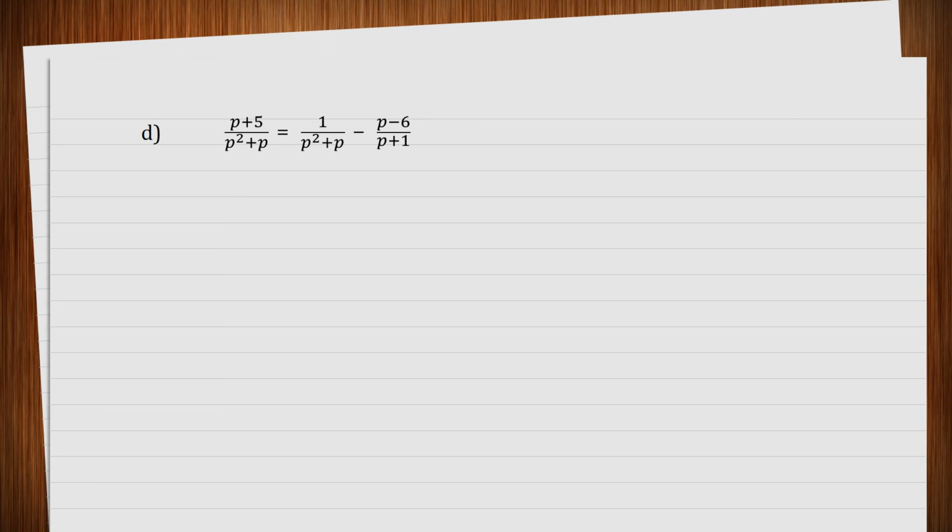Problem D. p plus 5 all over p squared plus p equals the fraction 1 over p squared plus p minus the fraction p minus 6 all over p plus 1. Again, I suggest you draw the line at the equal sign. Notice we are dealing with fractions. Are they speaking the same language, meaning do they have an LCD?